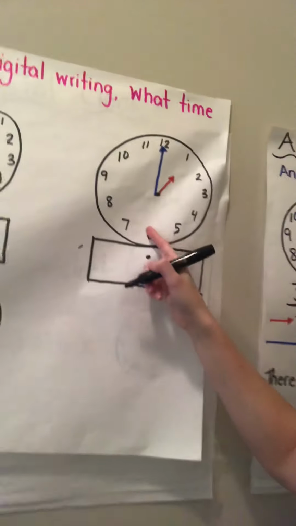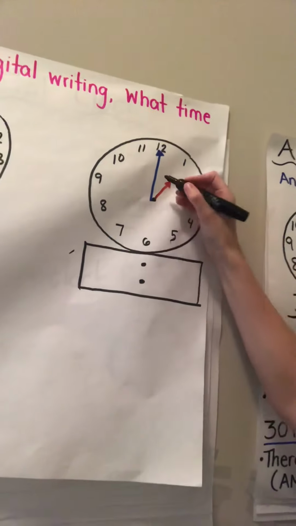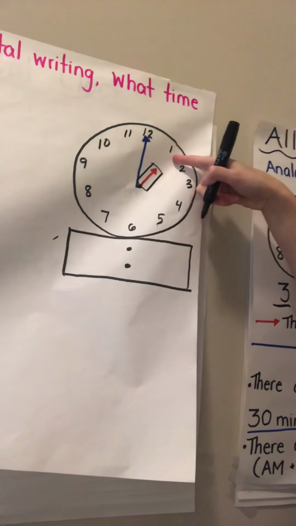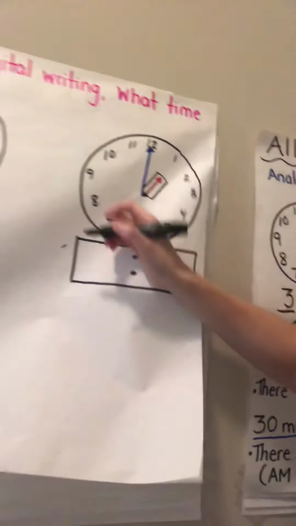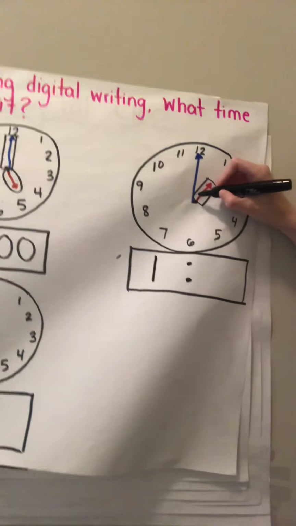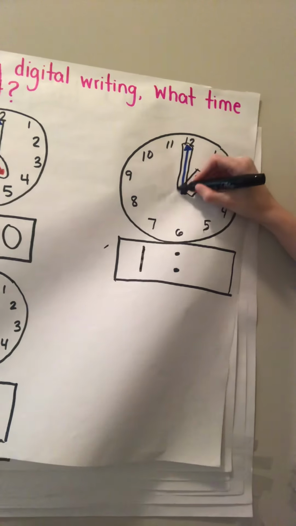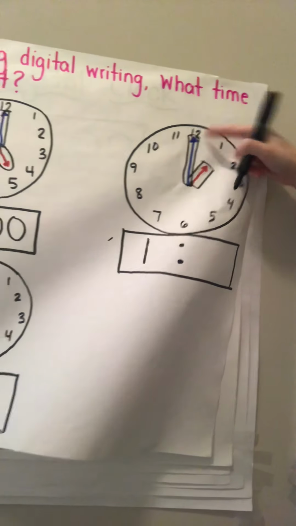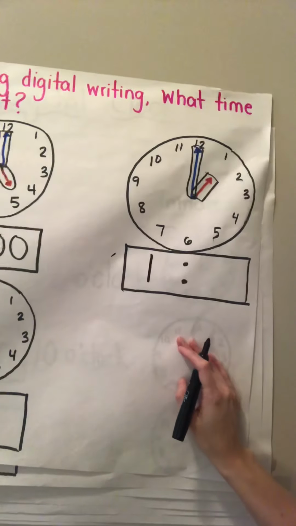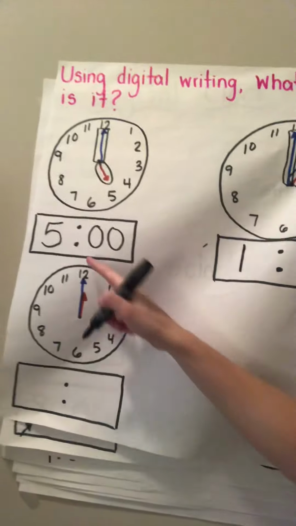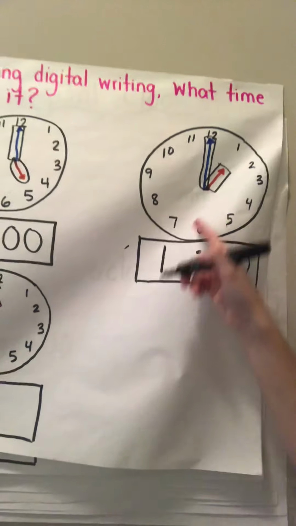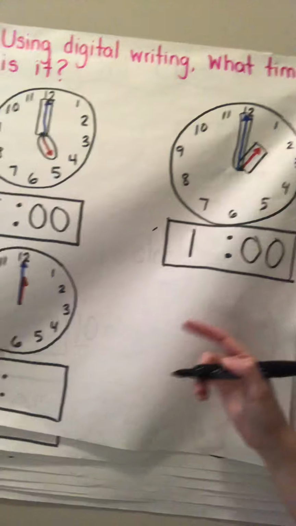Then my next one, so again, we always start with our hour hand. So I'm going to look at my hour hand, and it's pointing to what number? Right, it's pointing to the 1. So I'm going to write 1 for my hour. Now I'm going to look at my minute hand, and again it's pointing to the 12. So when our minute hand's pointing to the 12, what do we put for our minutes? Right, we put these double zeros, 0, 0. So this clock says 1 o'clock.